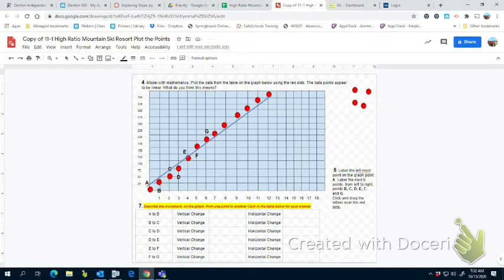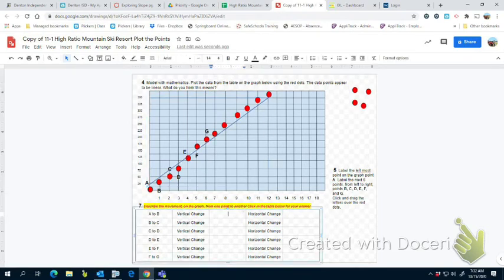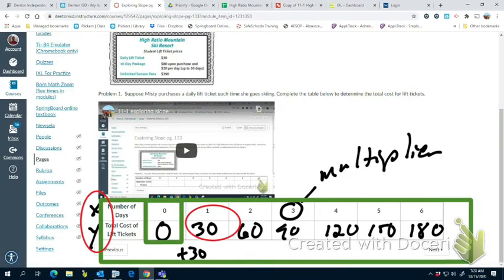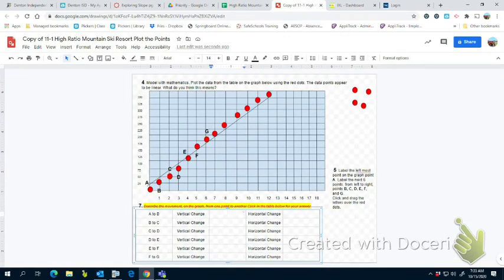And then the vertical change, hey, so from A to B. So from A to B. How far did you go up? Think back to your table. How far did you go up from A to B. So from here to here, because this was A, this was B, this was C, D, E, F, and G. Okay, so from A to B, how far did you move up the y-axis? Well, that answer is 30.